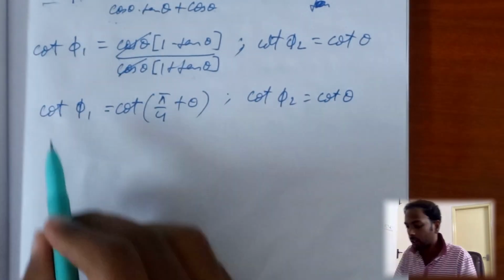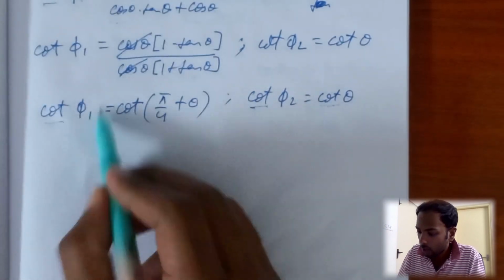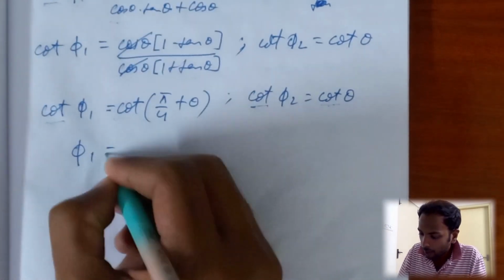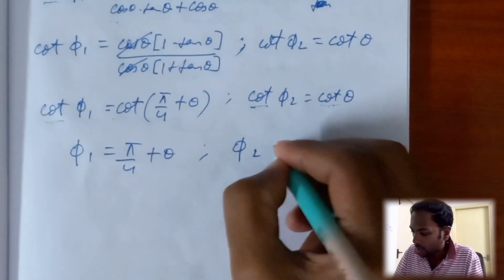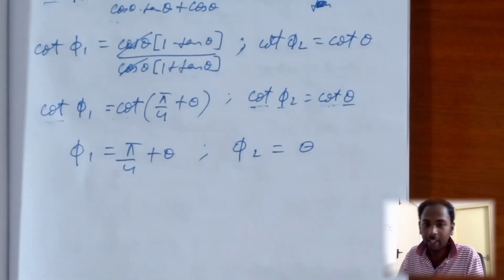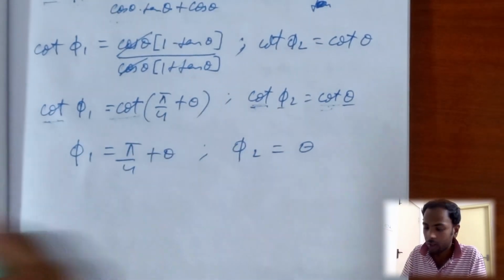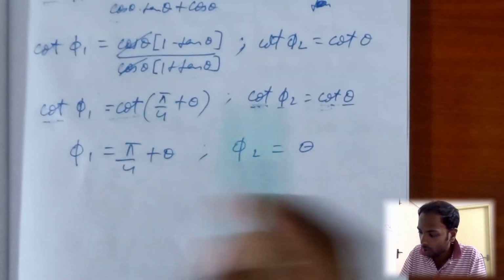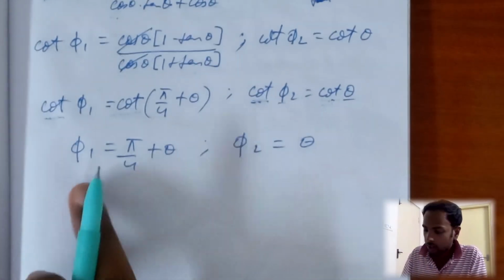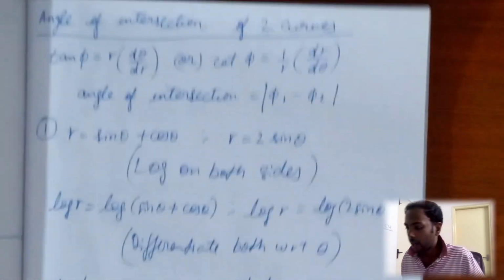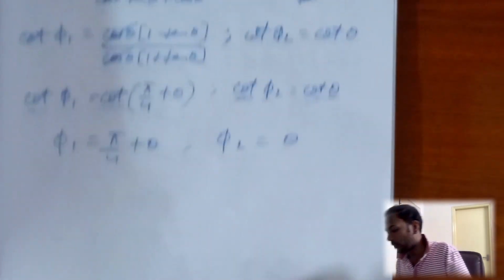So now problem solved. See here, we have cot, cot. For the second equation also we have cot and cot. Now we can equate the angles. Phi 1, you can say that it is pi by 4 plus theta. And from here, phi 2, we can tell it as theta. Just equate the angles by making the trigonometric ratio the same. Cot, cot, it's the same, so you can equate the angles. Phi 1 is this, phi 2 is this. And to find the angle of intersection, take mod and subtract both, phi 1 minus phi 2.